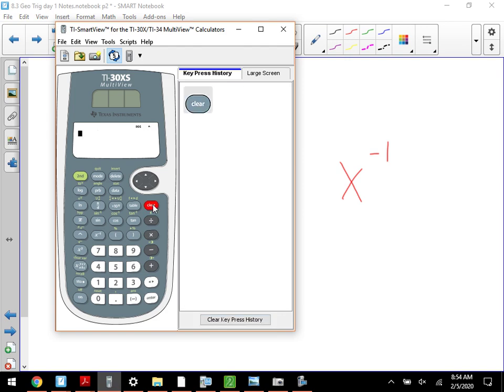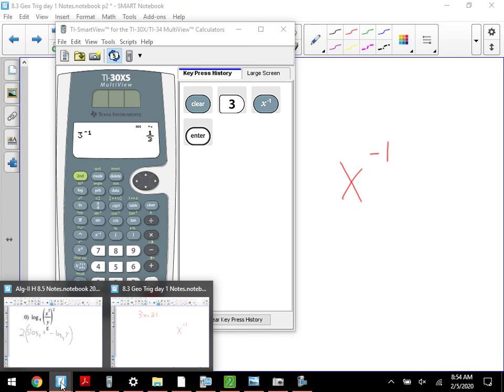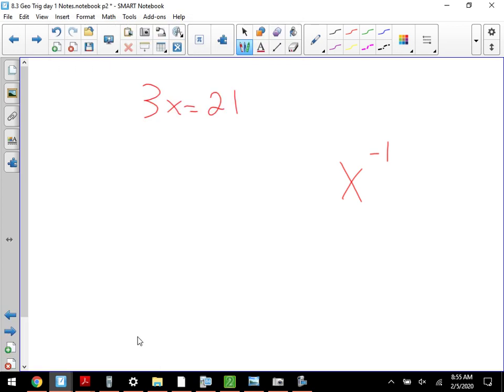Now, I want to show you what happens. What I want to do is hit 3, just for a second. If I hit button 3, and then I hit that to the negative 1 power. Now hit enter. What does it give you? 1/3, isn't it? Now, go back to the problem we just looked at. When I divided by 3, isn't that the same thing as saying times 1/3?